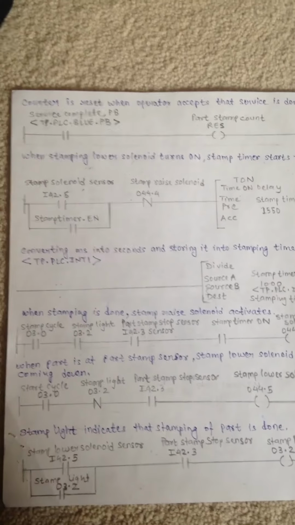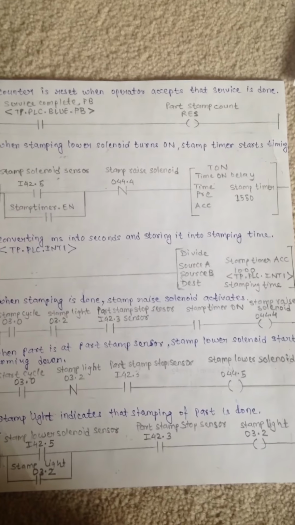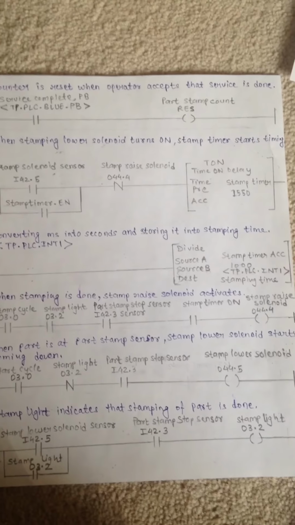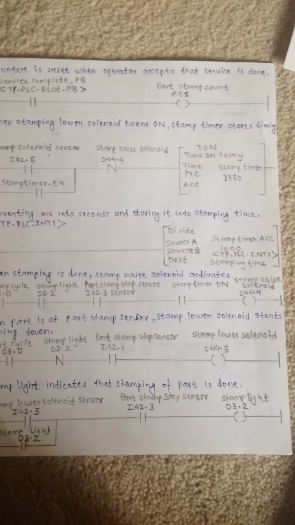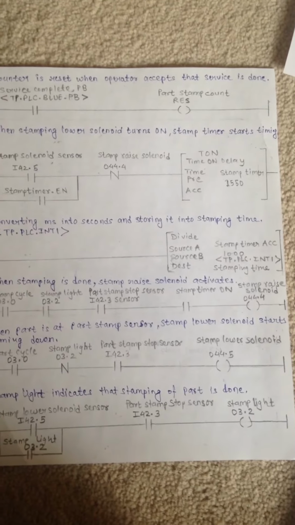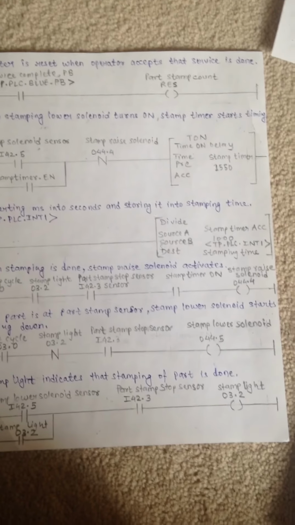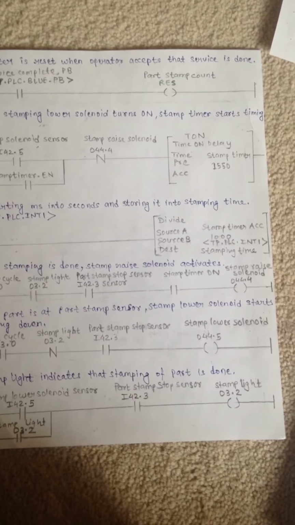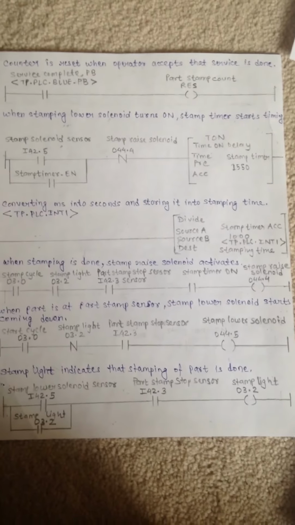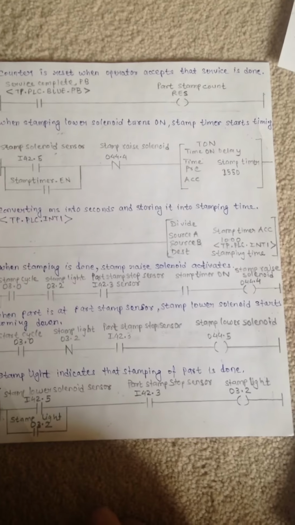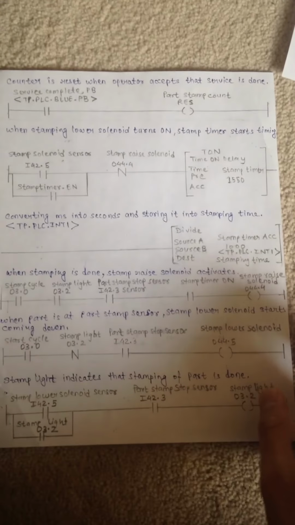The number of times the stamp solenoid goes up and down can be timed using the stamp timer. The timing is then converted into seconds and stored into stamping time, which has an alias address of TP-PLC integer 1. When stamping is done, the stamp solenoid releases the part.